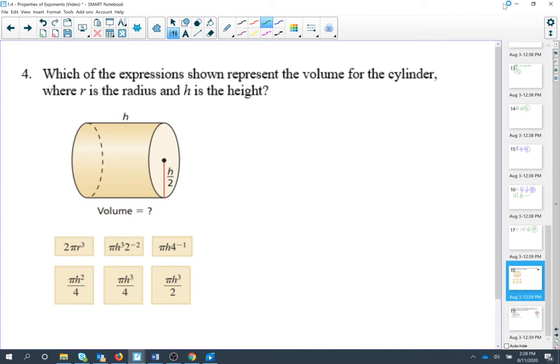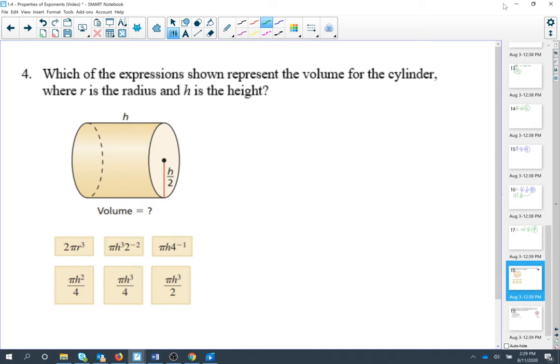Last but not least, we have some application problems. So number 4, which of the expressions shown represent the volume for the cylinder where r is the radius and h is the height? So first thing I'm looking at the cylinder. It wants me to figure out volume of the cylinder.